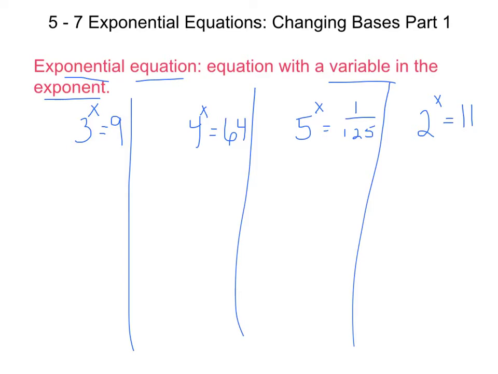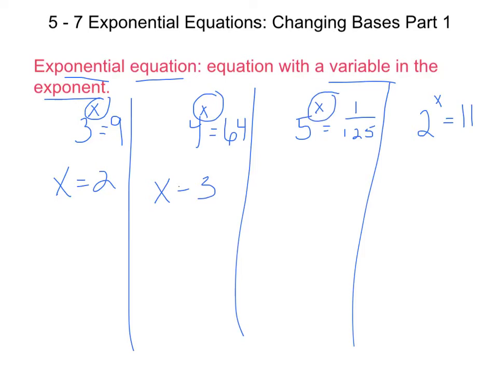So 3 to what power equals 9? Well, that's relatively simple. It's 2, and that's the answer. 4 to what power equals 64? Hopefully that's relatively simple. It's 3. 4 to the third power is 64.